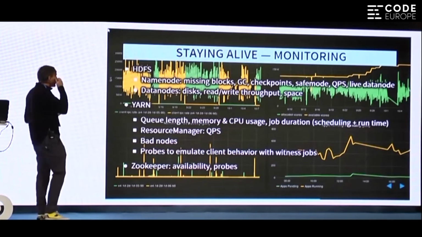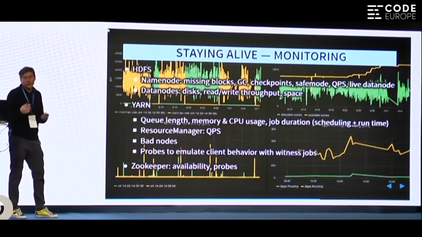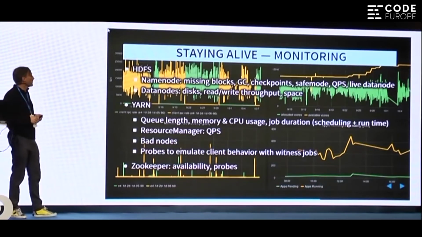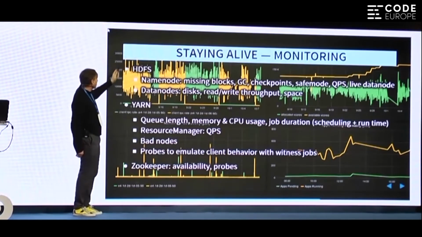We need to keep an eye on the data nodes. We need to check that the disks are still working. We need to check that the read and write throughputs remain the same and that we haven't filled the disks up.